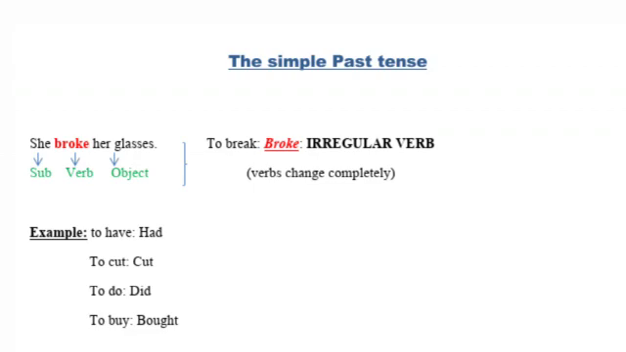Examples: the verb to have becomes had in the simple past. To cut becomes cut in the simple past. To do becomes did in the simple past. And to buy becomes bought.